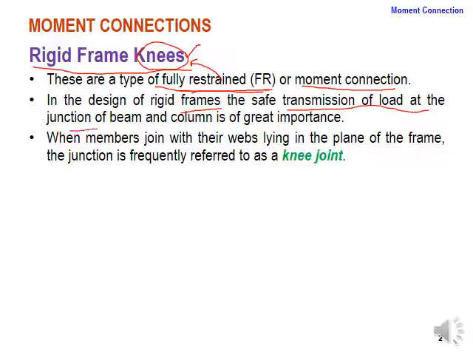In the design of rigid frames, the safe transmission of the loads at the junction of the beam and column is of great importance, to get good efficiency of the rigid frames with respect to the loads and the moments. So we need safe transmission of the loads at the connection of the beam and column, so that all of the loads and all of the moments are transferred safely from the beams towards the column. Same as we discussed in the last slides for the base plate.